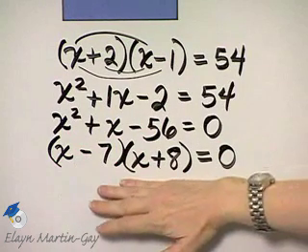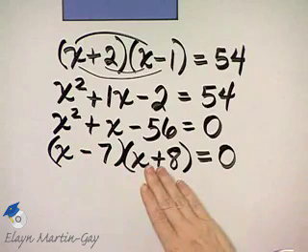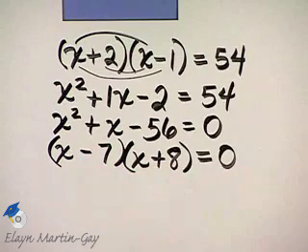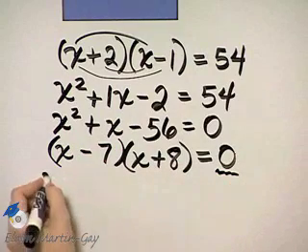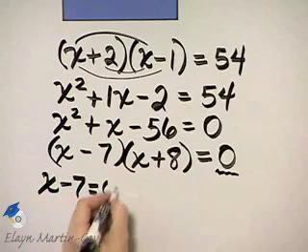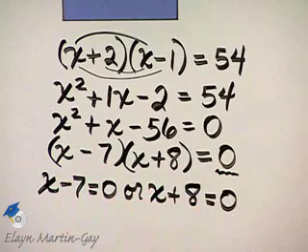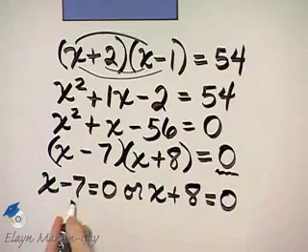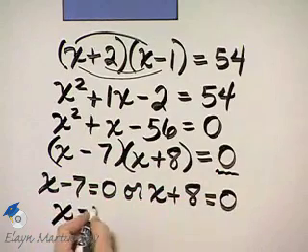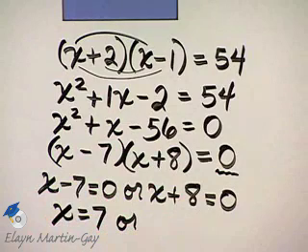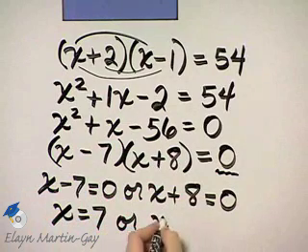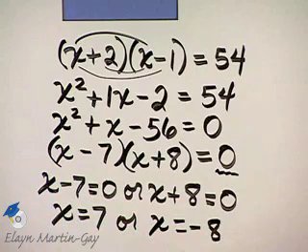Now I can use the zero factor theorem because one side is a factored polynomial, the other side is 0. Very, very important. So now I can set each factor equal to 0. And what happens here? Here I'll add 7 to both sides, and I'll have that x is 7. Or here I'll subtract 8 from both sides, so I'll have x is negative 8. Now these are both solutions to our original equation.